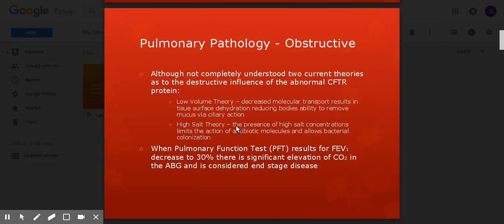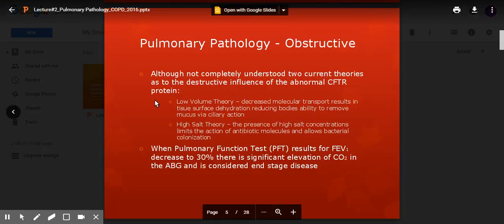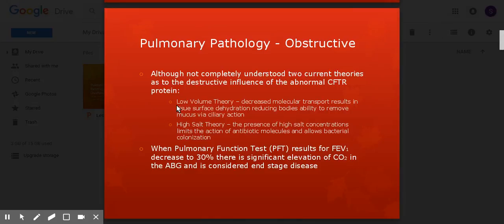Although the physiologic process of cystic fibrosis is not fully understood, there are currently two strong theories as to what the influence of the abnormal CFTR protein does in the physiological sense. The first is referred to as low volume theory, where you have decreased molecular transport that results in tissue surface dehydration. This tissue surface dehydration reduces the body's ability to move mucus via ciliary action. And so you have a stagnation of the mucus, which in theory then results in increased infection.